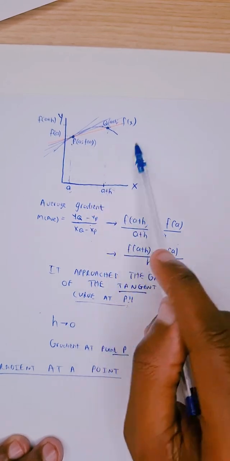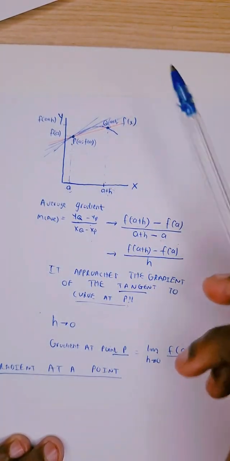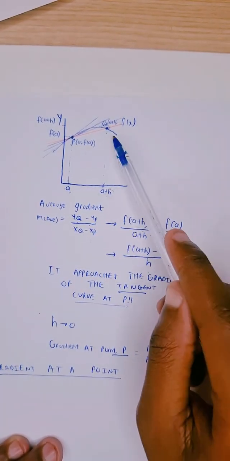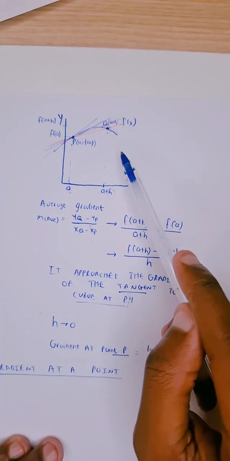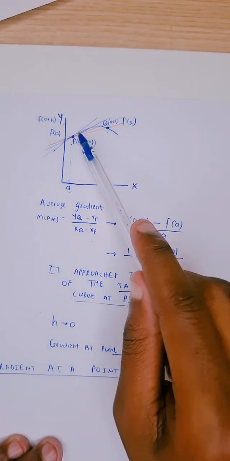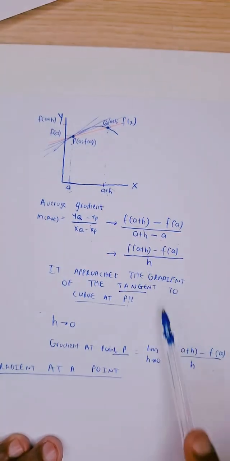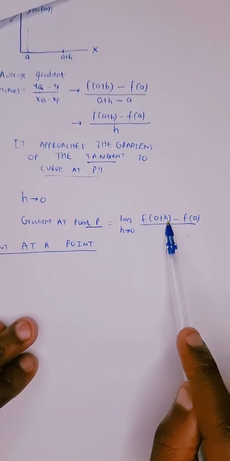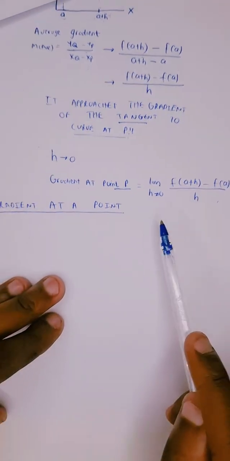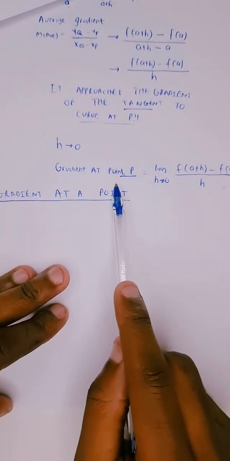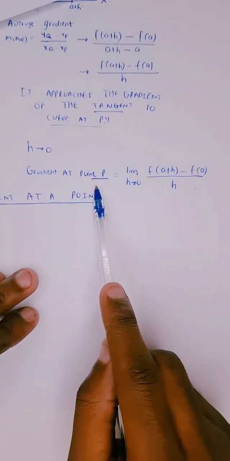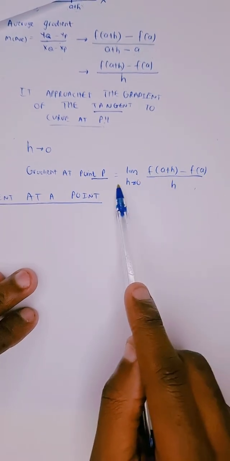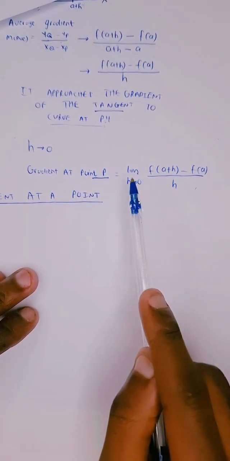So then we incorporate the definition of a limit, and we say as the limit of h approaches, not is equal to 0, but approaches 0 for the average gradient of a line, then by so doing we can calculate the gradient at which point? At point P, because the gradient at point P is the limit of the function as h approaches or tends towards 0.